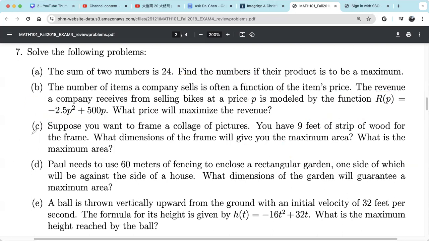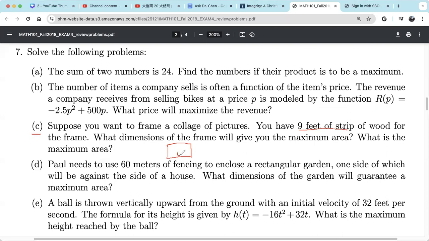Now let's see. Suppose you want to frame a collage of pictures. You have 9 feet of strip of wood for the frame. What dimensions of the frame will give you the maximum area? So let's see, the collage of pictures, usually a frame of a collage of pictures is a rectangle.